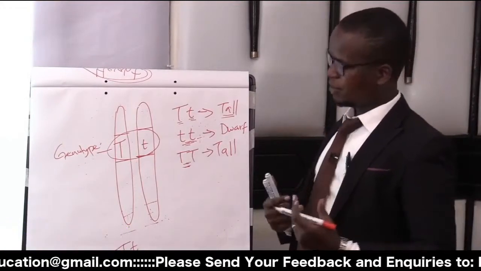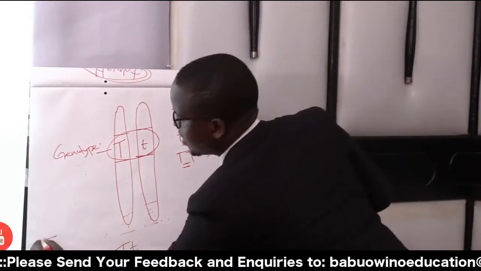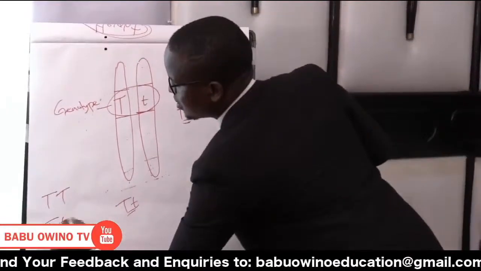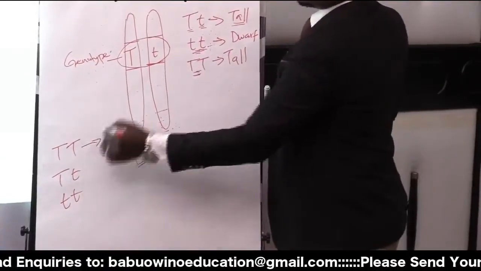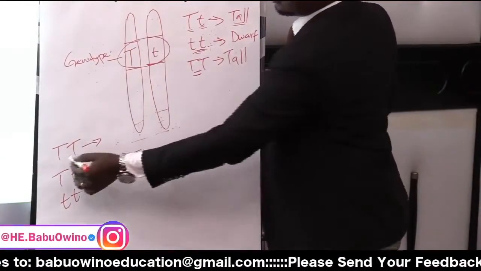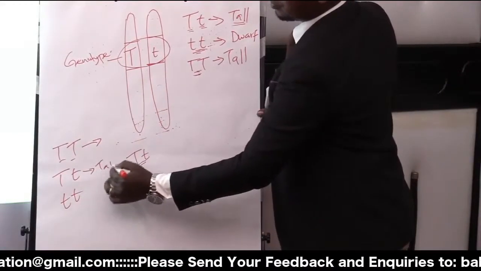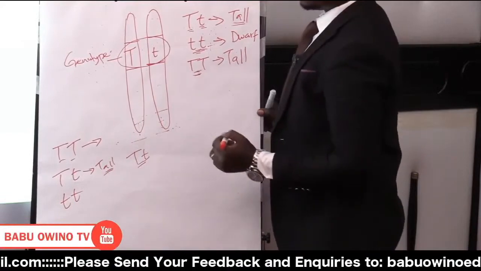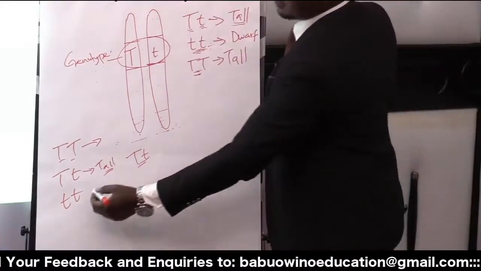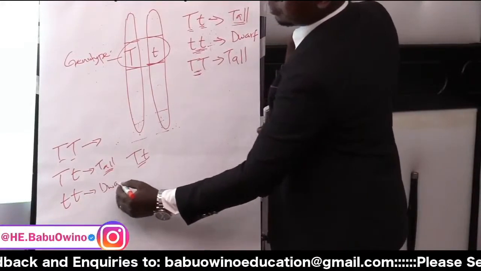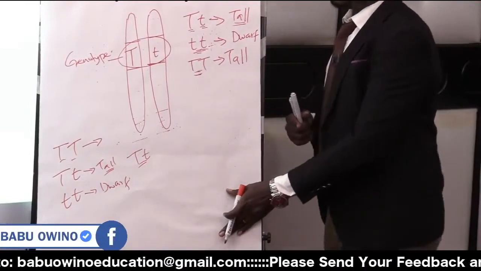How does the organism appear? If an organism has the case which we have just described, this is tall. So tall is the phenotype, but the genotype is capital T, capital T. This plant is also tall. So tallness is a phenotype because it is something you can outwardly observe. But this plant is dwarf. Dwarfness is something that you can also outwardly observe in an individual.